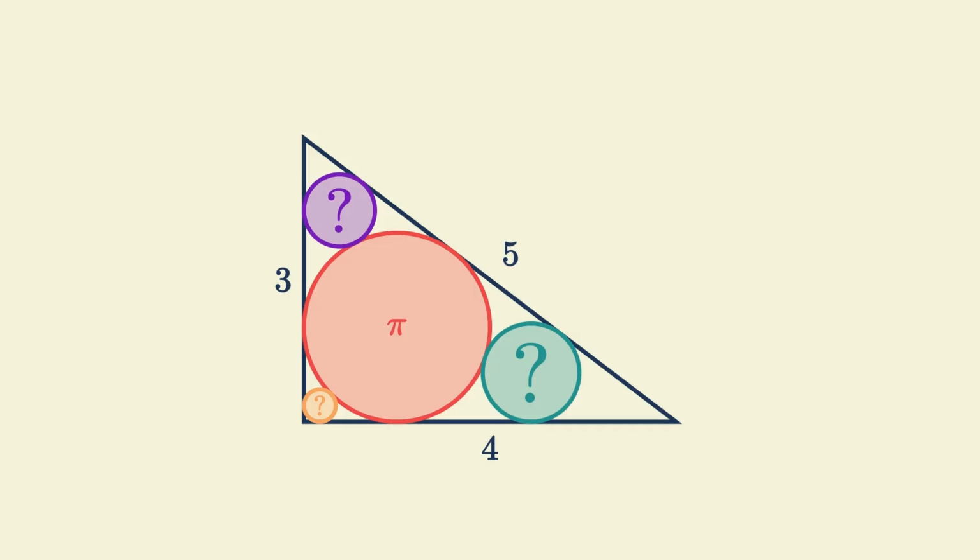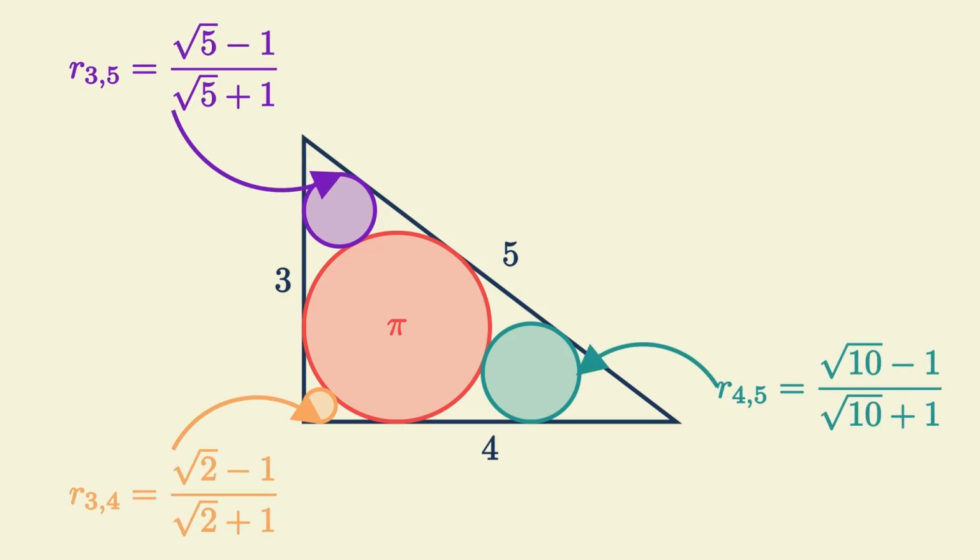Pause the video here if you would like to solve it yourself. Here's a hint. The centers of all 4 circles lie on the angle bisectors. Ready? Let's work it out together.